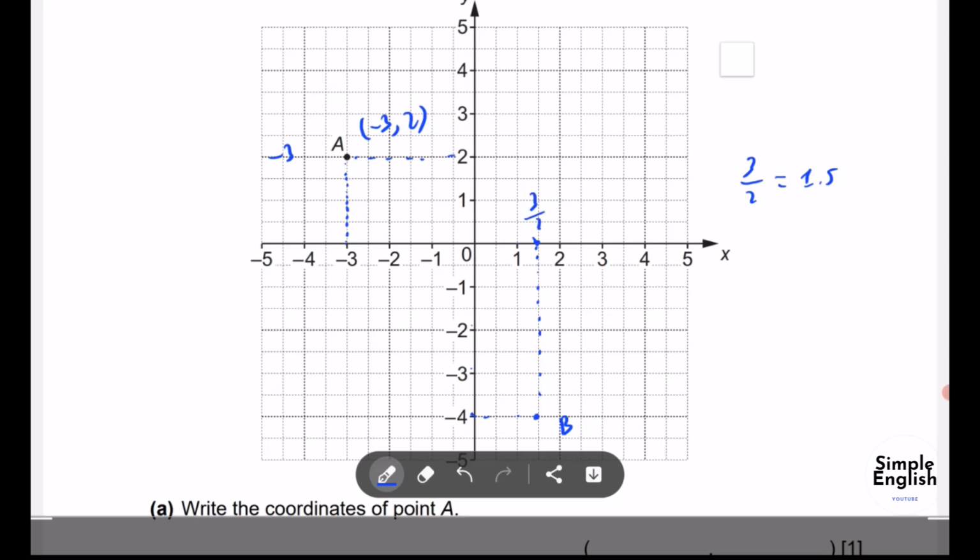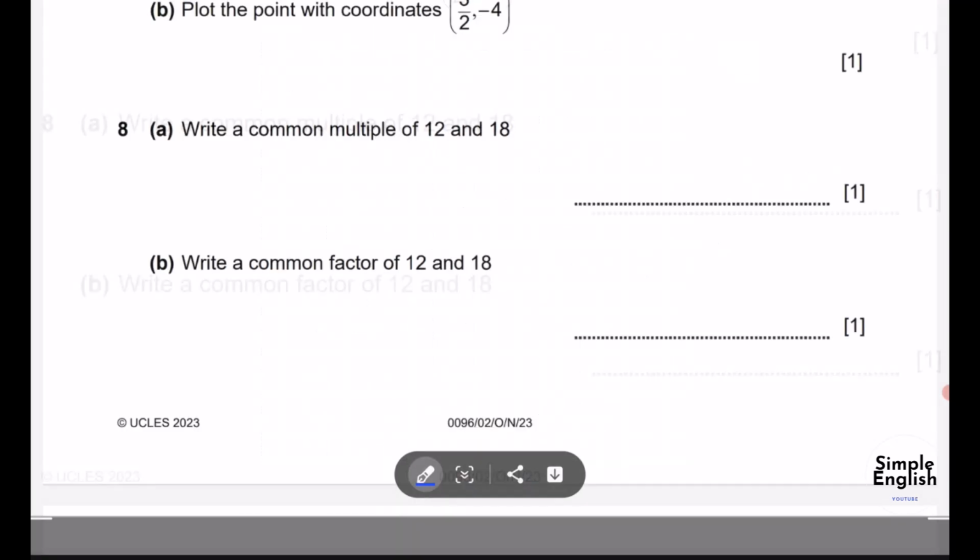This means that 3 over 2 and -4. Number 8, write a common multiple of 12 and 18. A common multiple is a number that can be divisible by 12 and 18, right? The highest common factor of 12 and 18 is 6. Remember that, the highest common factor. So a common multiple of 12 and 18 must be a multiple of 6, right?